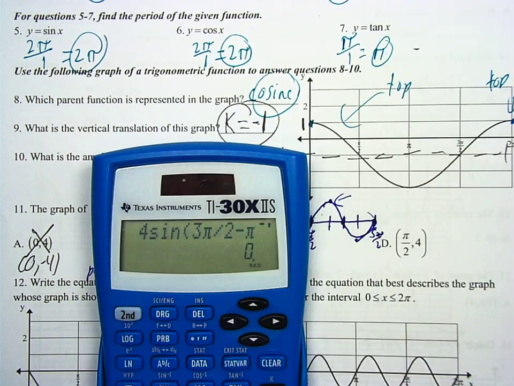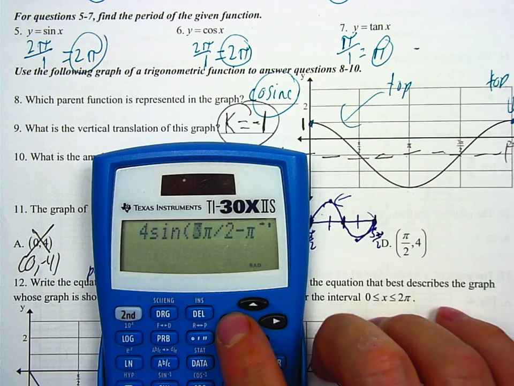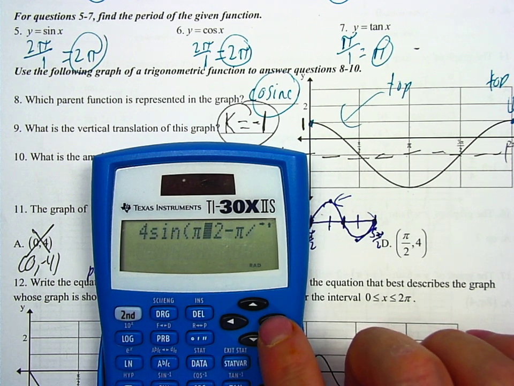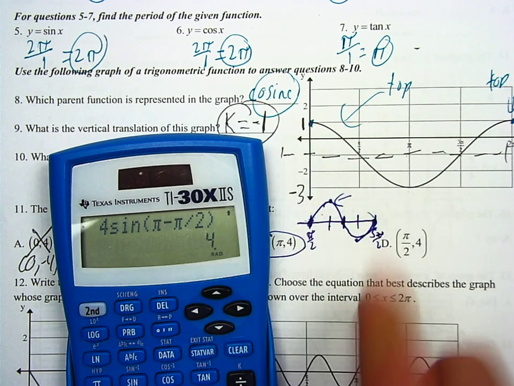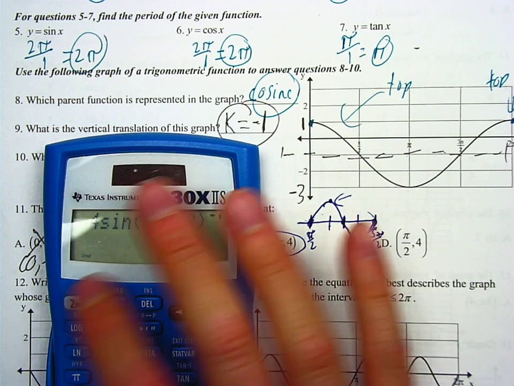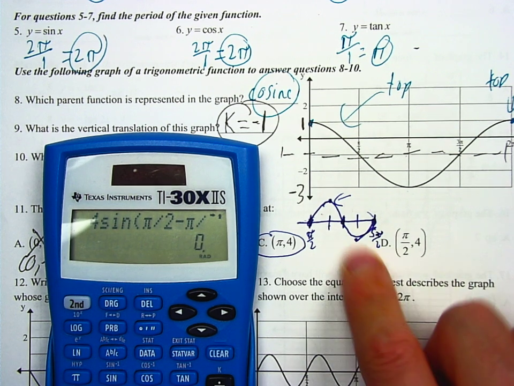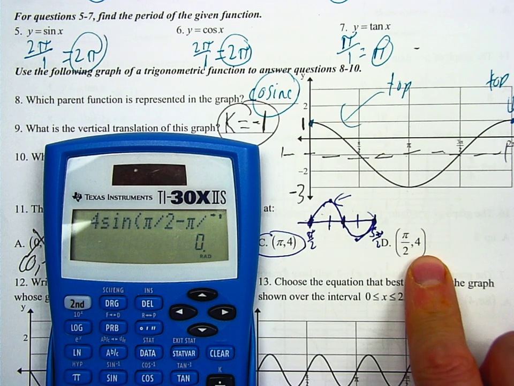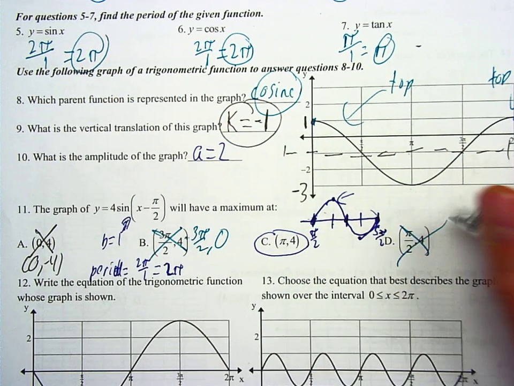Next one. Going back up, substituting pi in. I'm going to delete the 3 and delete the 2. That's 4, just like we thought it was. And then the last one, I'm going to put in pi over 2 minus pi over 2. That's 0 again, just like I thought it would be. At pi over 2, we're at 0, not at 4. So at pi over 2, we should actually be at 0.